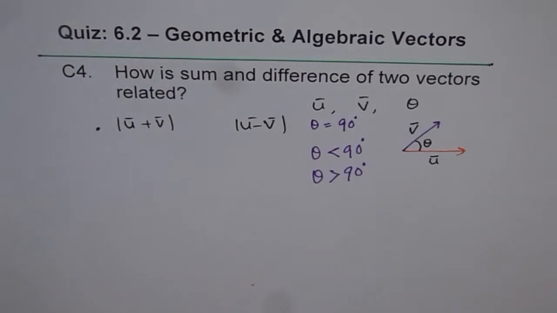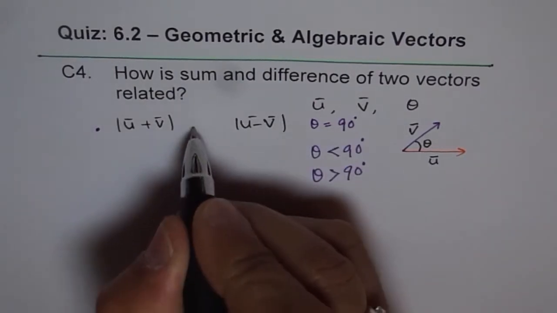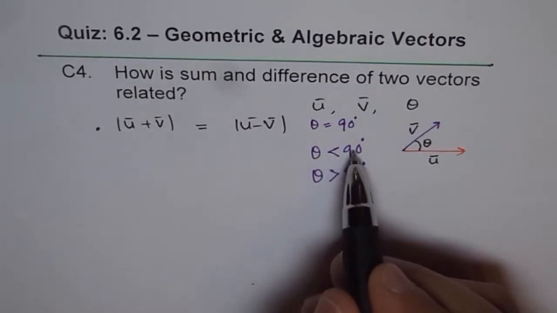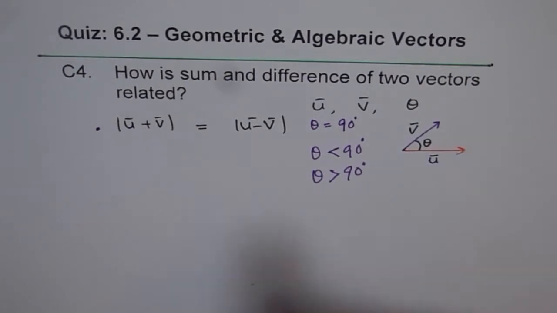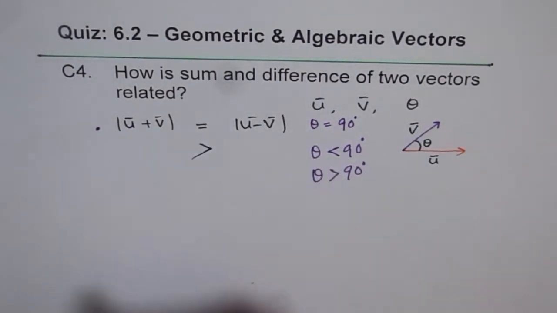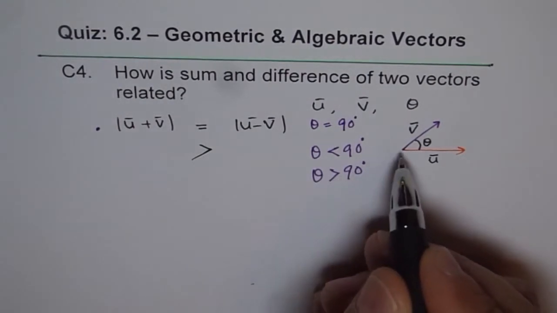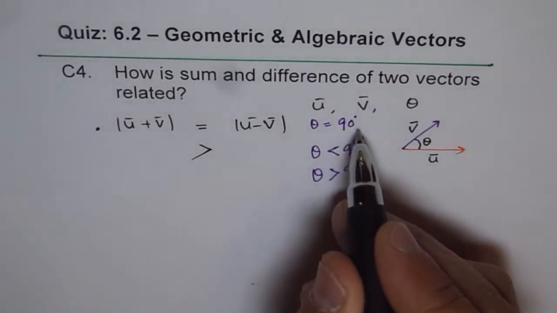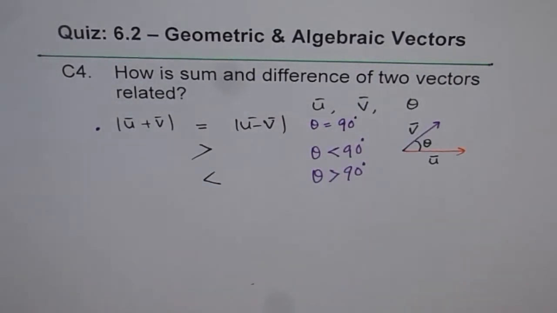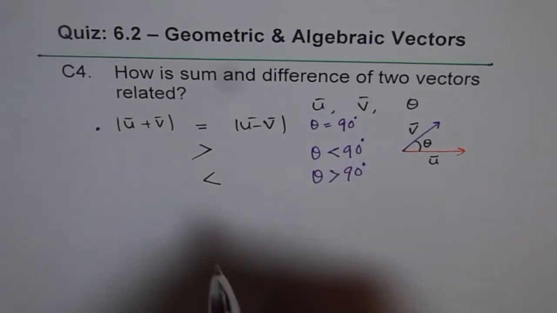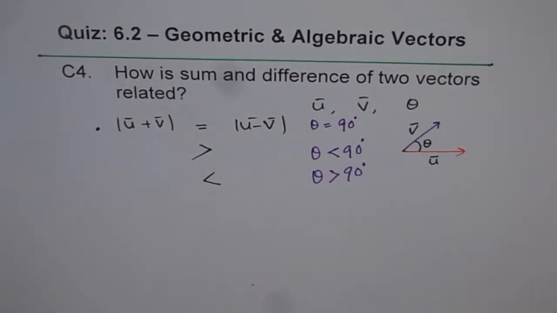So that is one way of explaining this question. If theta equals 90 degrees, then they are equal. If theta is less than 90 degrees, a situation like this, then the sum is much greater. But if theta is greater than 90, that means if I have a vector like this, then the sum will be smaller, so in that case, sum is less than u minus v. So this is one way of doing it.